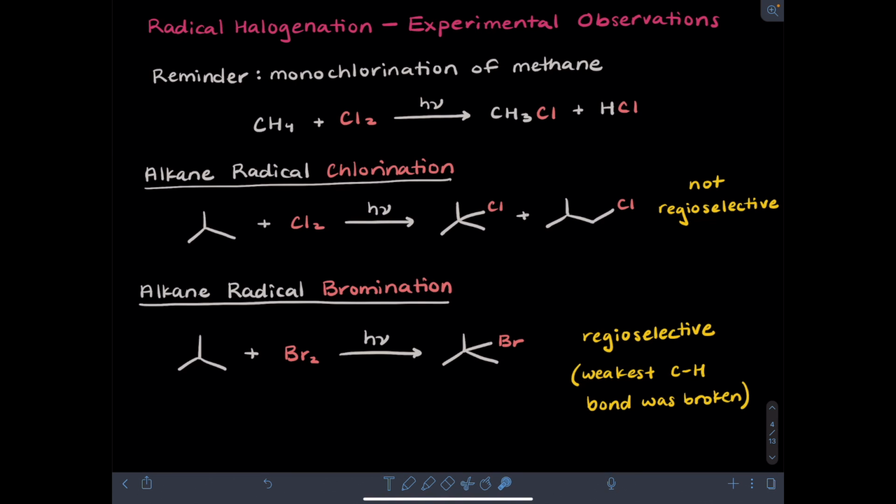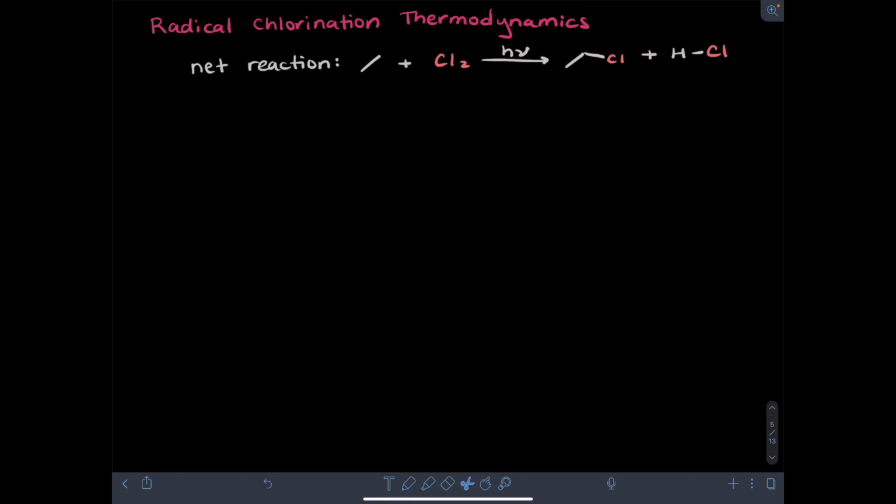So this is an interesting result, switching just from Cl2 to Br2. And we're going to have to think more about the rate determining step and thermodynamics in order to explain this result. Let's first consider the thermodynamics of radical chlorination.